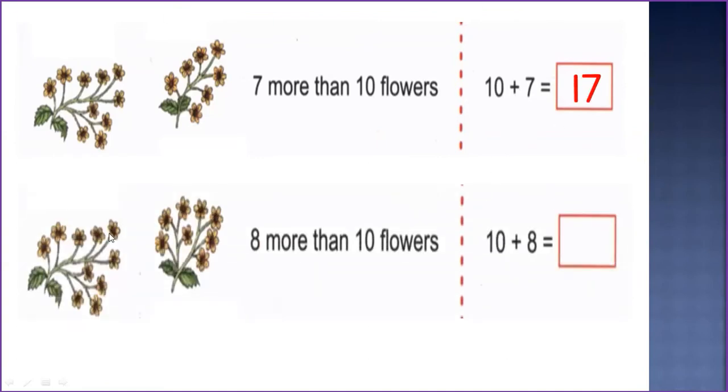Okay, yes, now here next, this is a bunch of 10 flowers. Okay, now count. 10, 11, 12, 13, 14, 15, 16, 17, 18. Now you have 18. 8 more than 10 flowers become 18 flowers. 10 plus 8, 18. Clear?